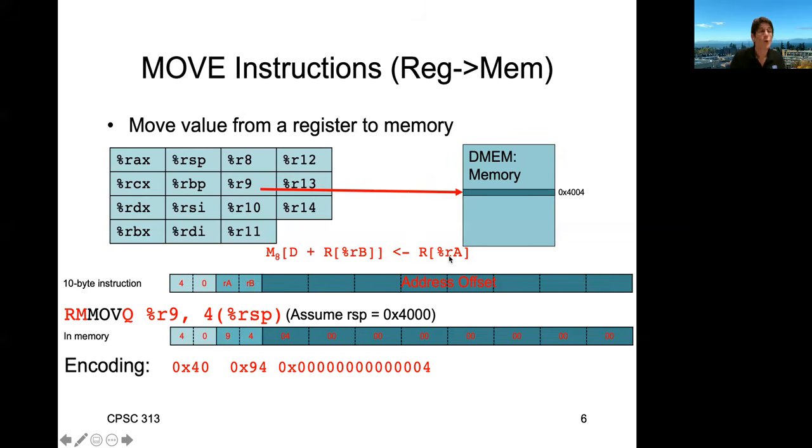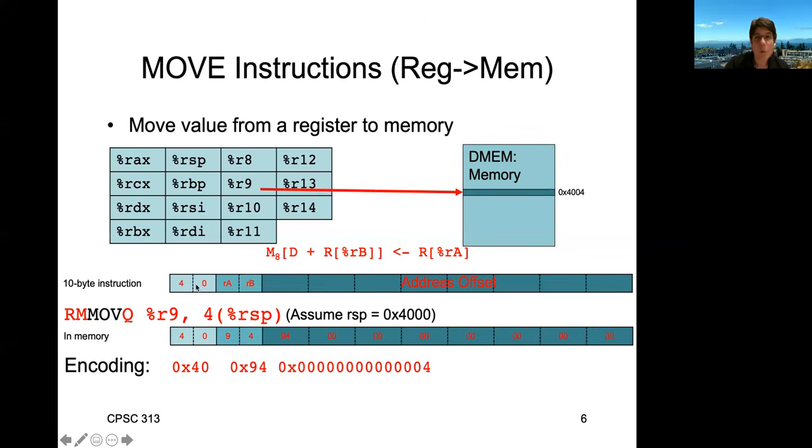Semantically, what we're doing is we're saying, whatever is in the RA field of the instruction, go to the register file, get the value of that register, and then we're going to put it into memory. And the place in memory we're going to put it is the address that you get by adding the constant in the instruction to the contents of the register specified in RB.